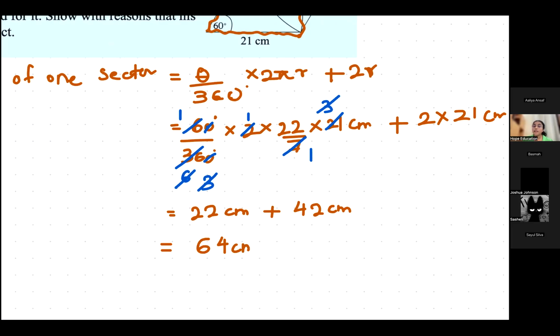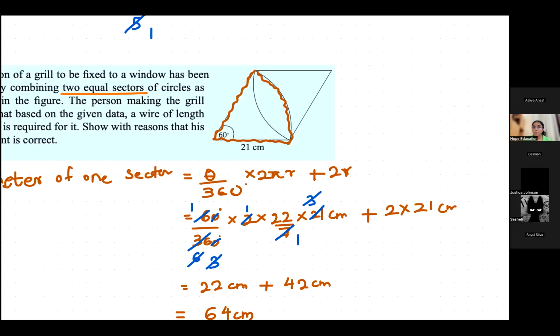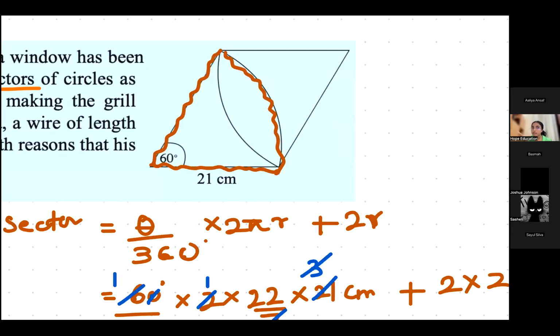Now you know that there are two equal sectors. What we found now was the perimeter of one sector, which was 64 centimeters. You can see there's another sector. Let me choose a different color for this. This is another sector.